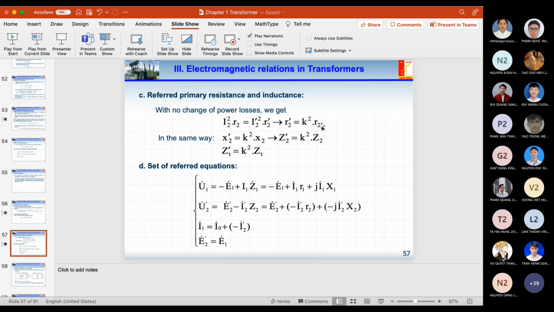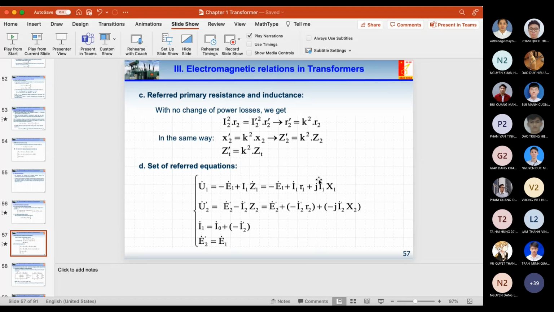From this it's very easy for us to get the reference resistance. The reference resistance is equal to this one, where the transformer ratio is equal to W1 divided by W2. You know this well from the previous slide already. In the same way we can get the reference inductance, like this. Nothing special for this. So finally we will get the set of reference equations.